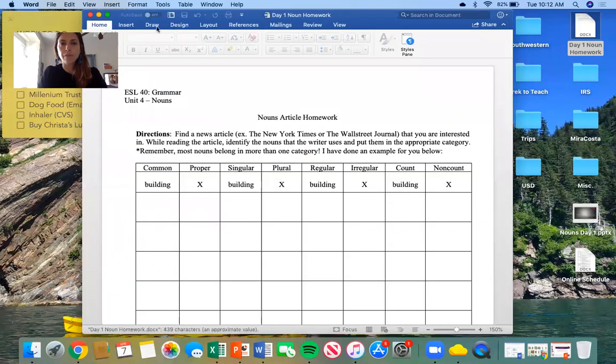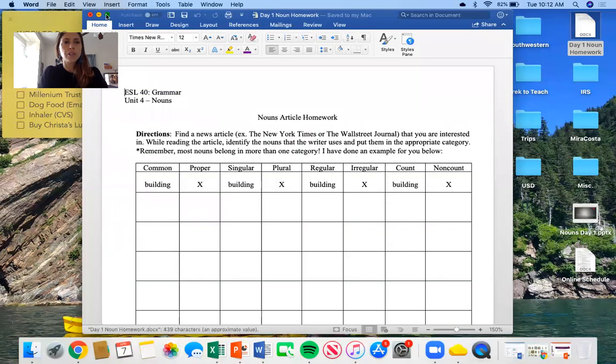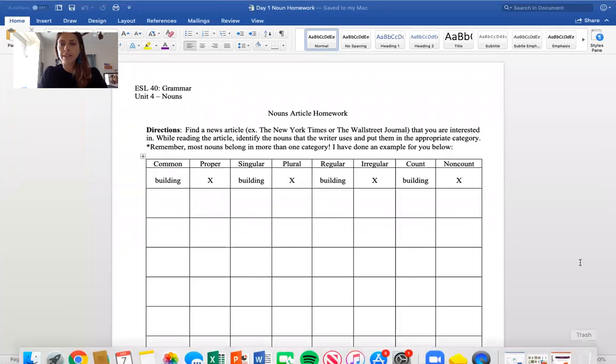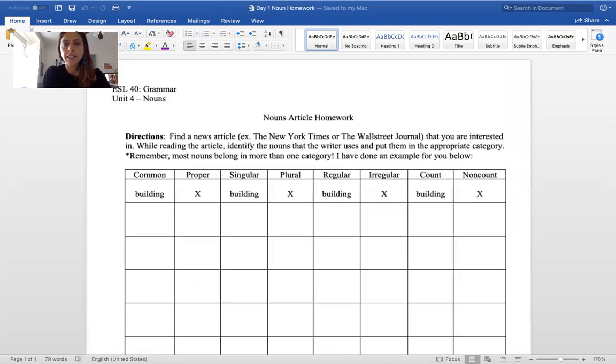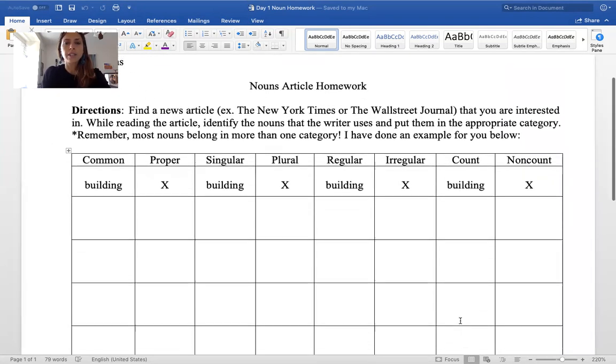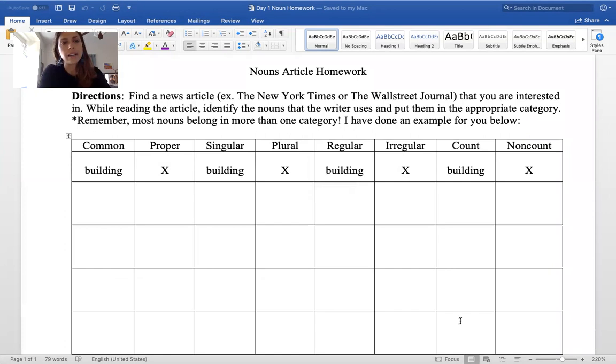And I did the first one for you guys. So this is the worksheet, it is on Canvas in a few different places. Let's say that I'm reading a news article about San Diego, and the news article is about new buildings in San Diego. So building here would have to be a noun. It's not the progressive form of the verb. So building, is building common or proper?